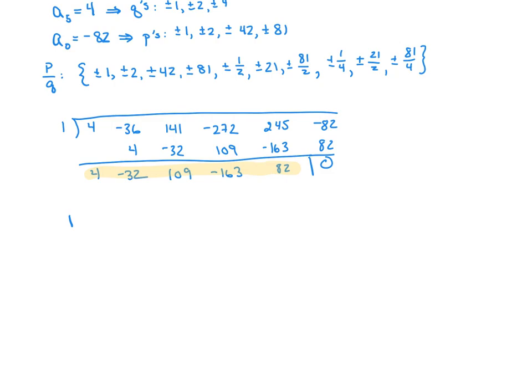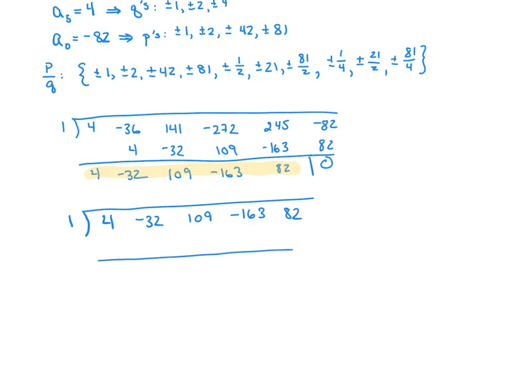So we'll try 1 in the depressed polynomial: 4, negative 32, 109, negative 163, 82. Bring down the 4. Multiply. Now if we add, we get negative 28. Multiply. That gives us 81. 1 times 81 is 81. And then that gives us negative 82. And it is a 0 again.